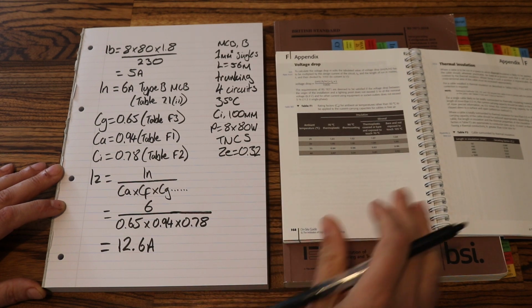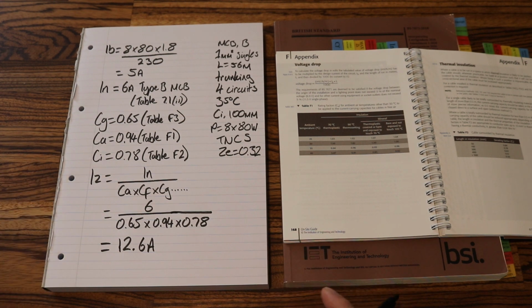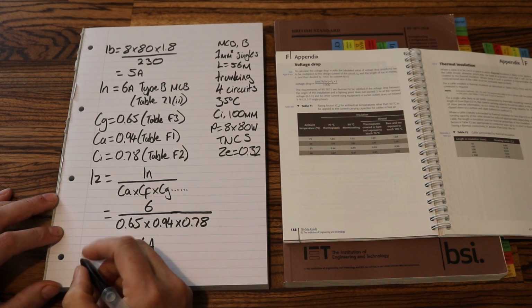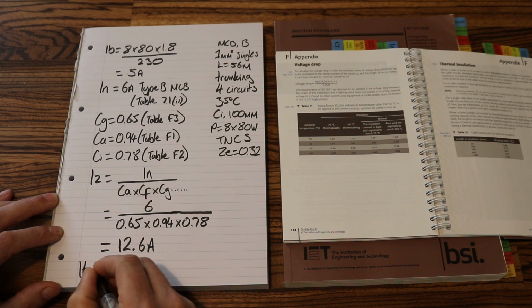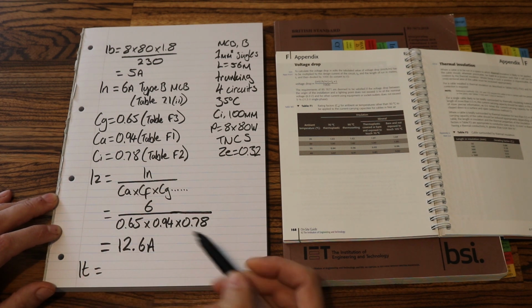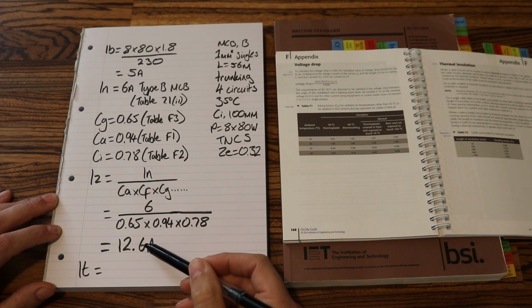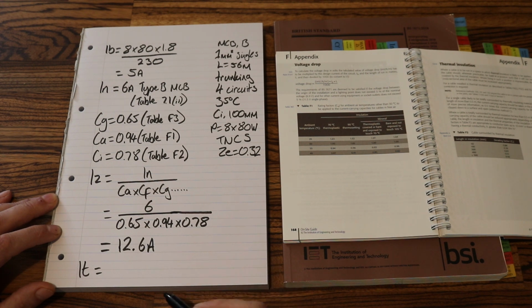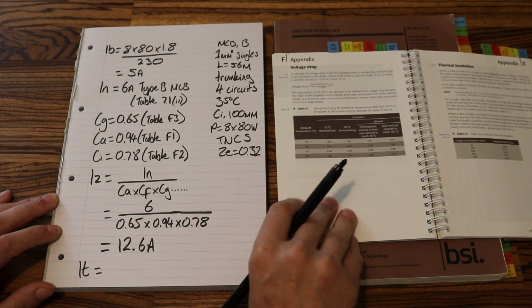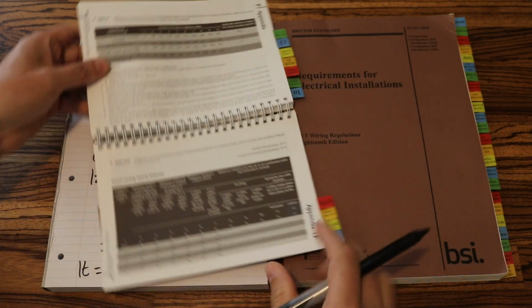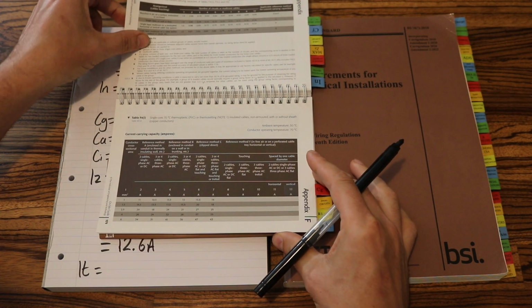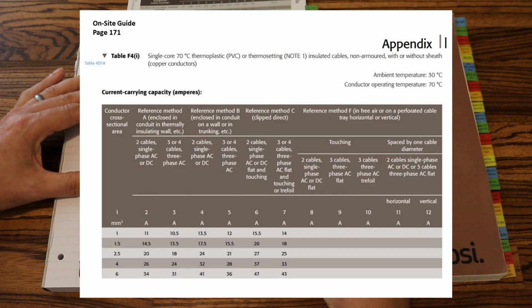So, now we need to look at our IT. Our IT must be equal to 12.6 or greater than. So let's have a look at our IT table. That's just the next page over. So we're now going to look at page 171.